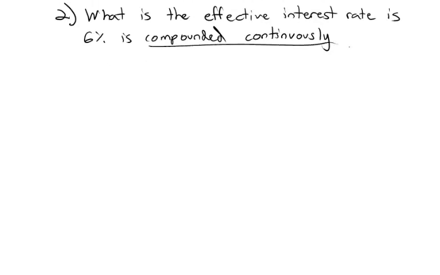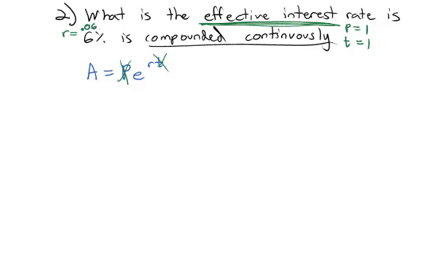Again, we see compounded continuously. That's our clue that we're going to do A equals P e to the rt. But when we're talking about the effective interest rate, we're going to take some shortcuts. Remember, we assume we're starting with $1 and a time of 1 year. Essentially, that gets rid of the P and the t. So all that's left is our interest rate, which is 0.06. So A equals e to the 0.06.